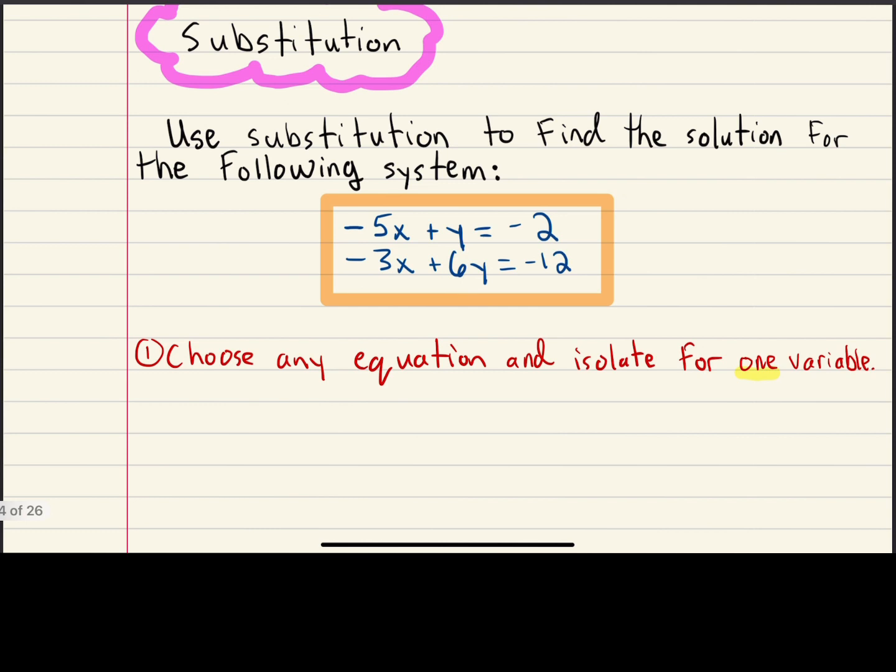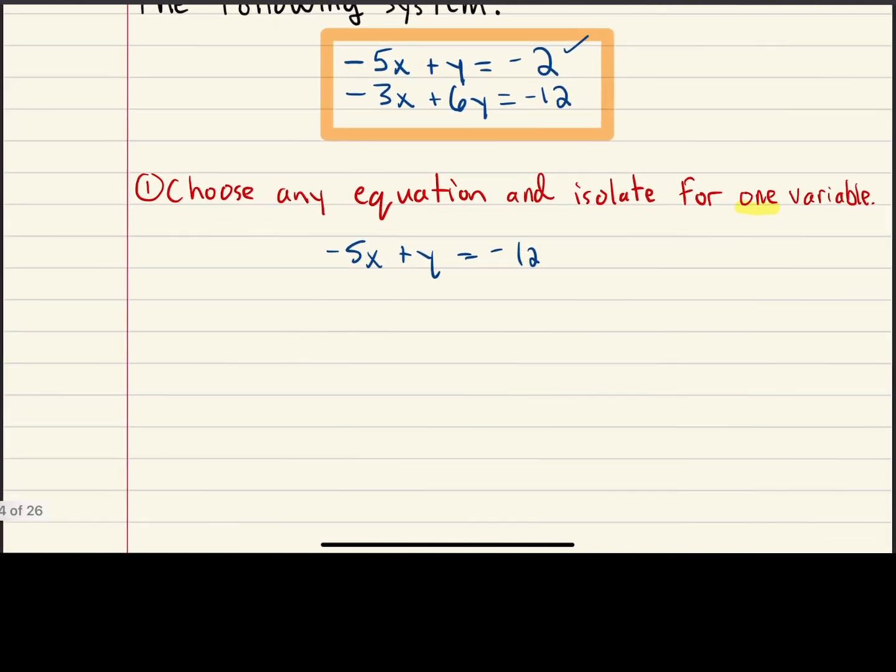In this case, it doesn't really look like there's going to be any that are easier, so I'll just pick the first equation, this one over here. So negative 5x plus y is equal to negative 12. And then what I'm going to do is isolate for y. I randomly picked that. I could have isolated for x, and that's also fine. But let's just isolate for y.